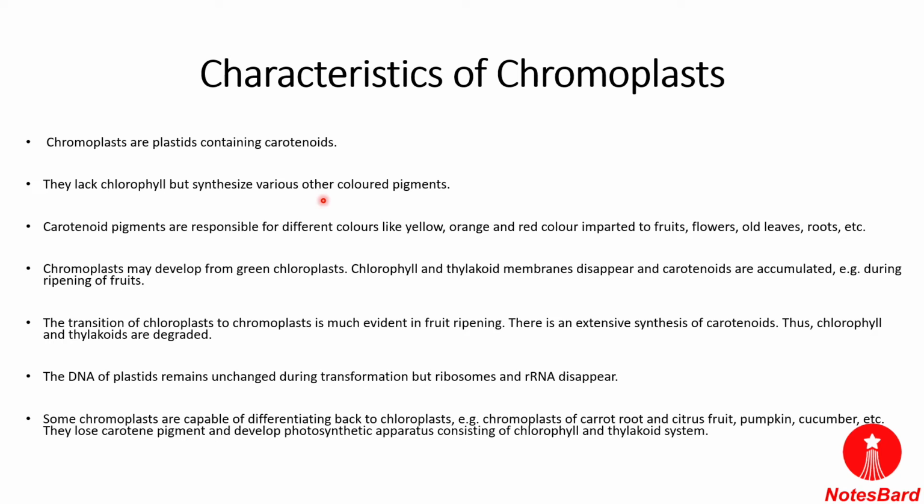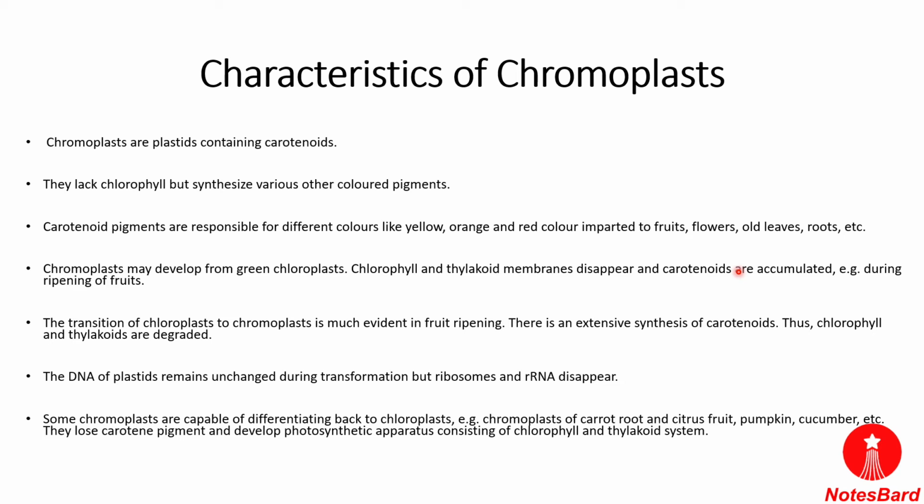Chromoplasts may also develop from green chloroplasts, but the chlorophyll and thylakoid membranes disappear and the carotenoids are accumulated during the ripening of the fruits. So they may develop from green chloroplasts, but the two main parts of the chloroplast disappear and there is an accumulation of carotenoids, for example in the ripening of the fruits. Then the transition of the chloroplast to chromoplast is a must. The chloroplast converts into the chromoplast.